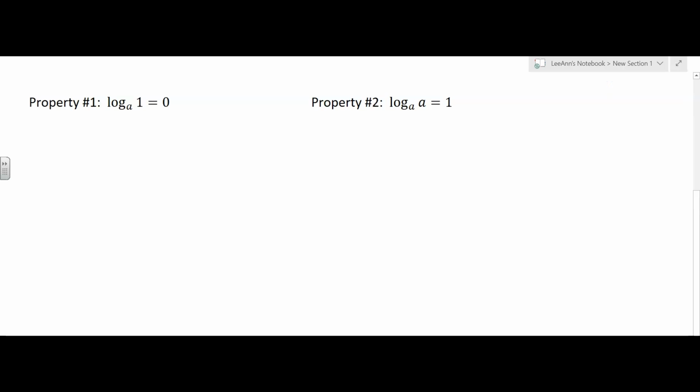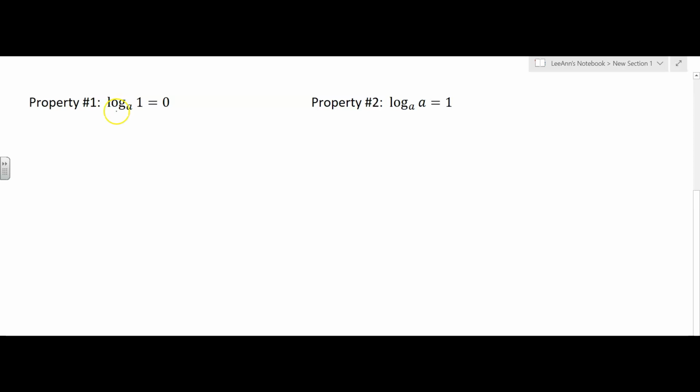And now we're going to talk about some properties of logarithms. So there are 8 properties in all, but we're going to go through them a couple at a time. Okay, so property 1, and I numbered them so we can refer back to them.